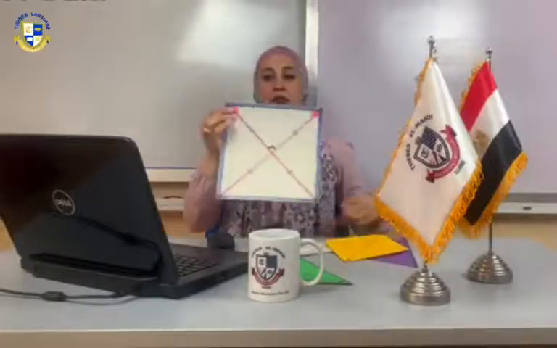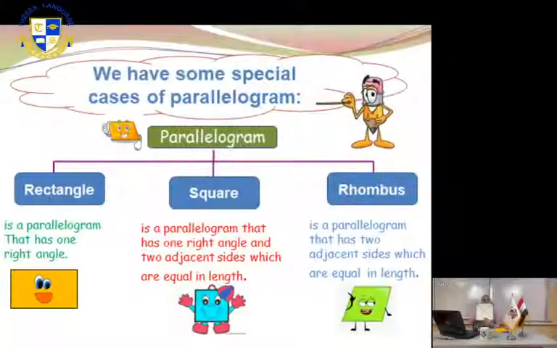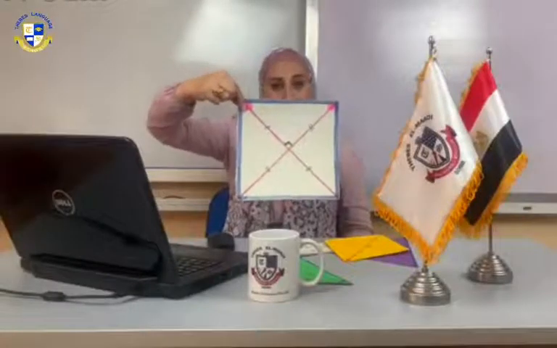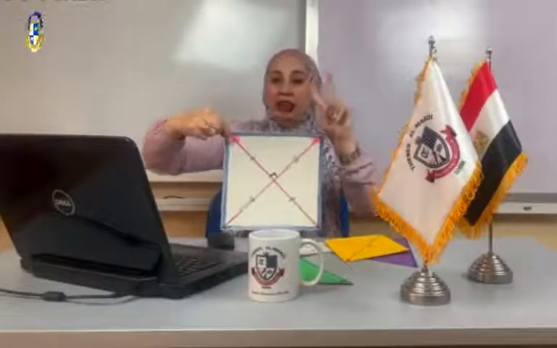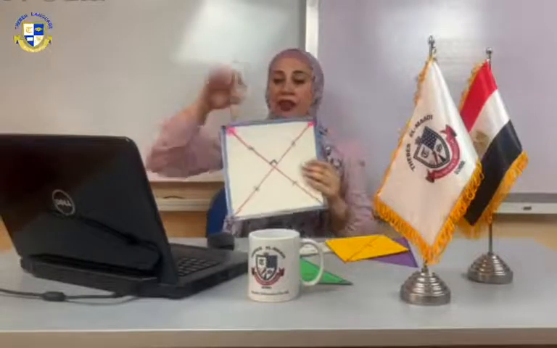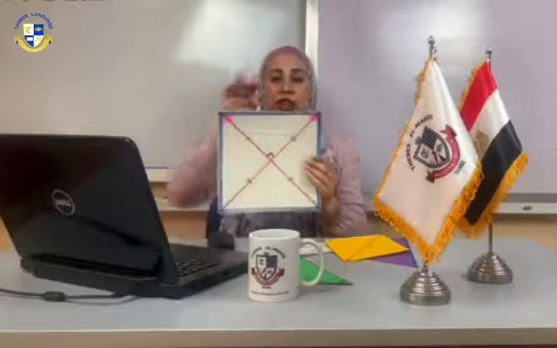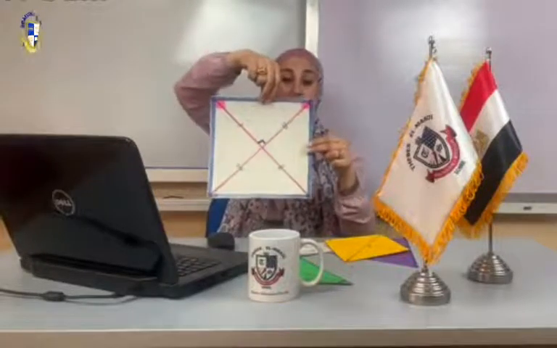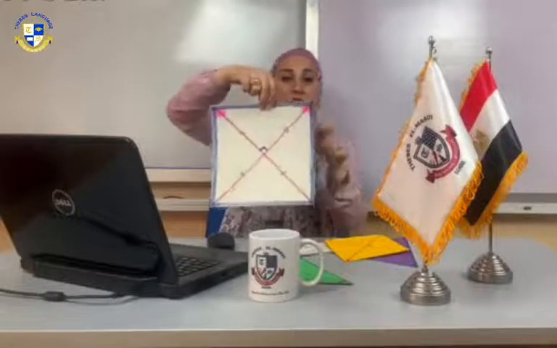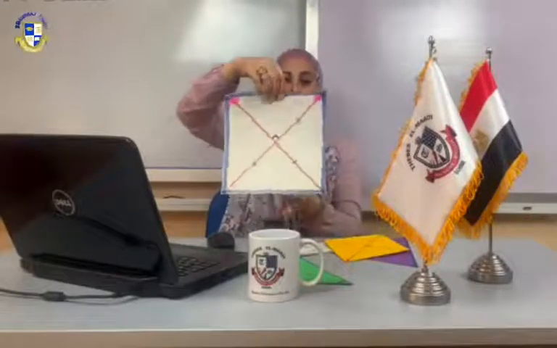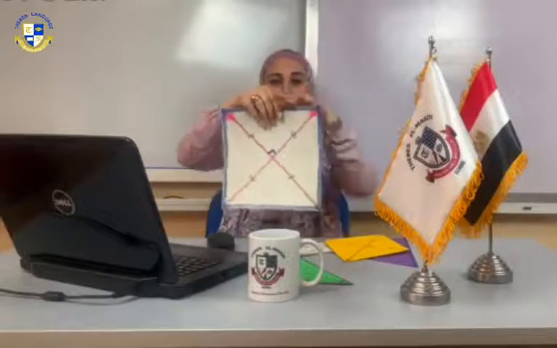The square. How could I know this shape is considered a square? I must have two conditions. The first one is that one angle is a right angle. And the two adjacent sides are equal to each other. What is the meaning of adjacent? Adjacent sides are the nearest sides, after each other, not opposite like this. No, after each other here.